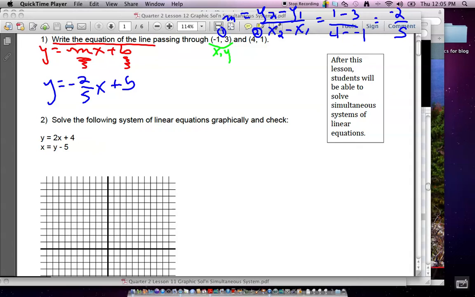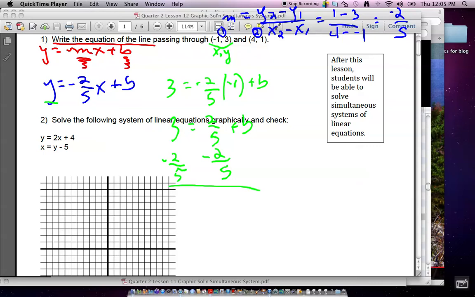So remember, any point is x, y. So the y is 3. So over here, I'm going to put a 3. So 3 equals negative 2/5 times negative 1 plus b, which is 3 equals, anything times 1 is itself, and the negative times the negative is a positive. So I get 2/5 plus b. Now I'm going to subtract 2/5. Now if you can't stand fractions, you have a calculator, so life is not so hard. And I get 2 and 3/5. Okay? So b works out to be 2 and 3/5.